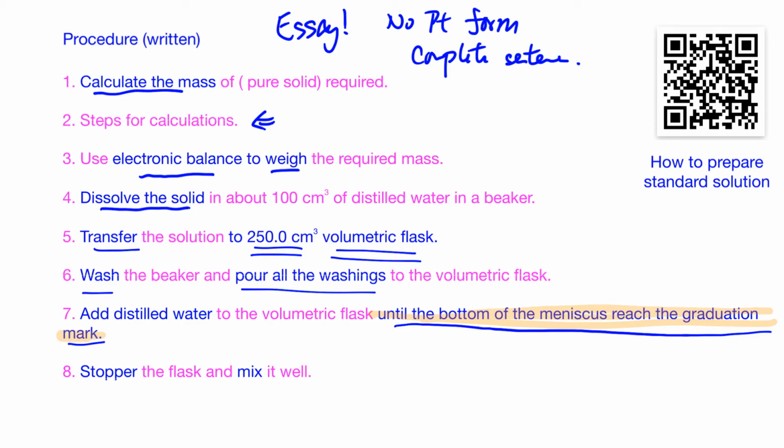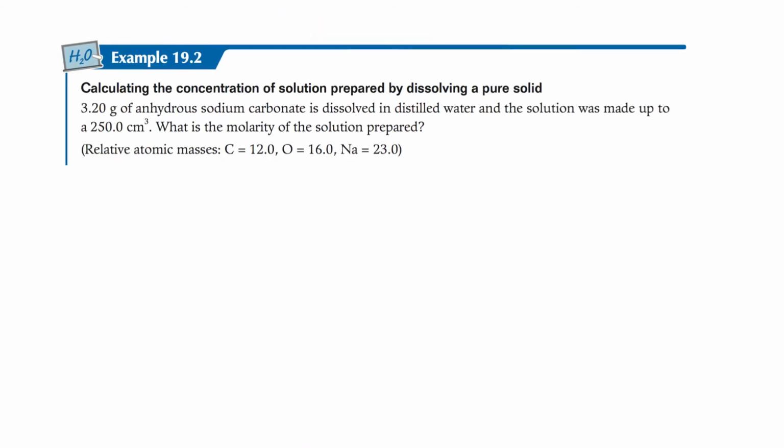Right here, I have got you a QR code to show you how to prepare a standard solution. You can see example 19.2, which shows you the maths to work out the molarity of the solution. Say for example, this time we have used 3.20 gram of Na2CO3. This is anhydrous, that means no water in it.